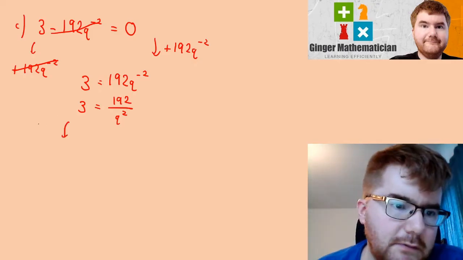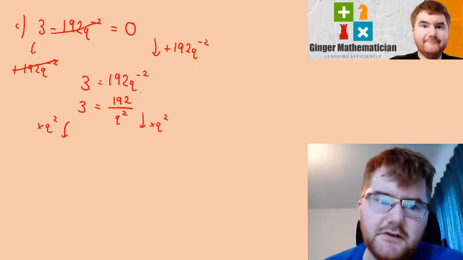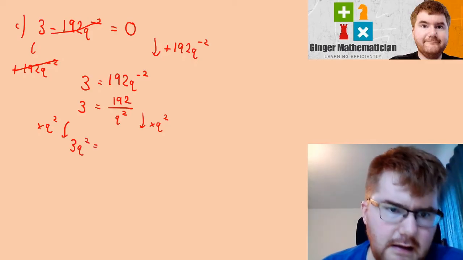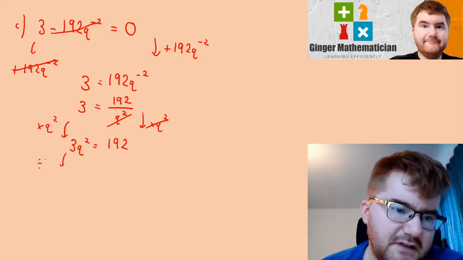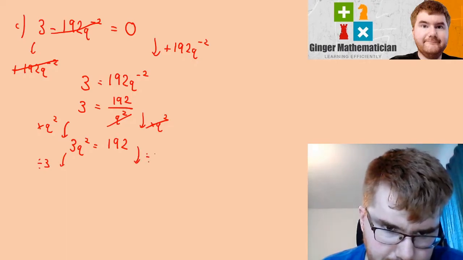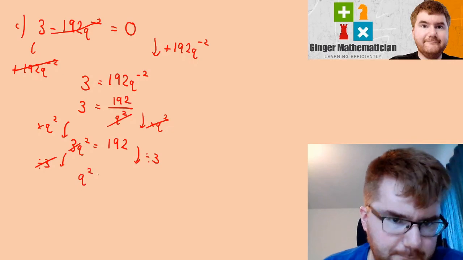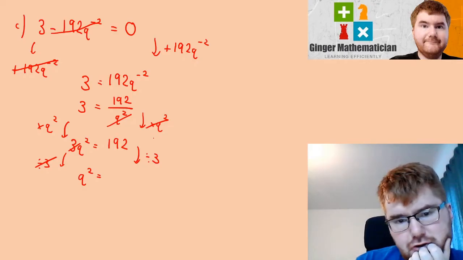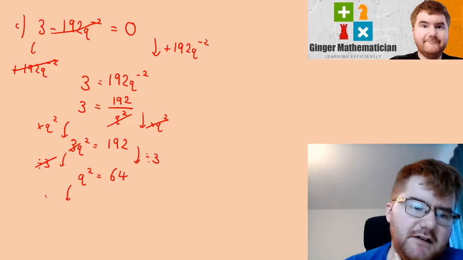And then I'm going to multiply by q squared on both sides. At this point, we're in standard equation territory. So 3 times q squared is 3q squared. And this cancels, which is great. So we just get 192 here. Now we're going to divide by 3 on both sides. So this cancels here. So that gives us then q squared. If we divide that, I can do it in my head, I'm sure. I think that's 64.